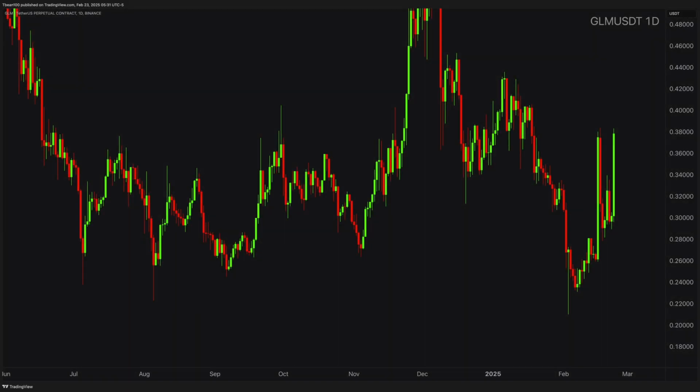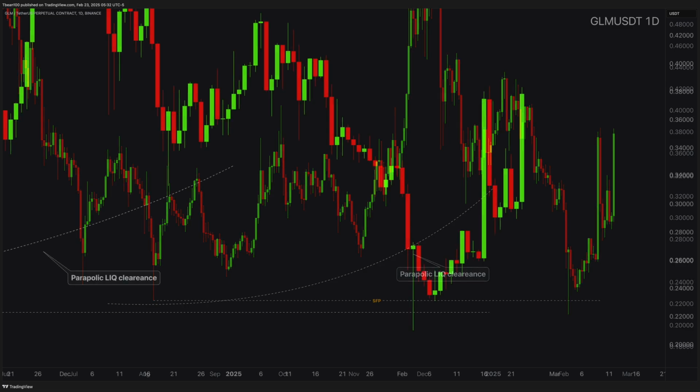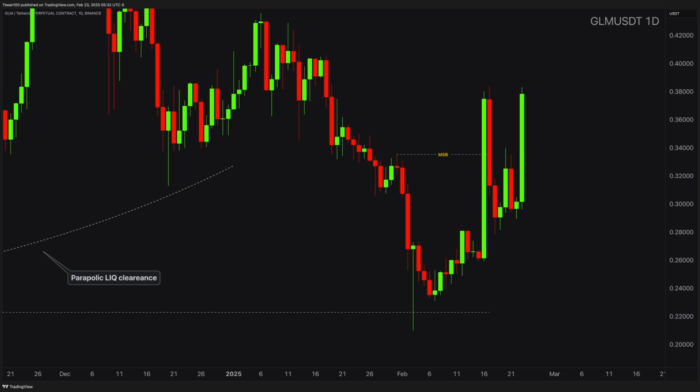With this GLM coin, when you look at this daily chart, there are a couple of significant price actions that we need to talk about. First of all, this specific swing failure pattern and internal liquidity sweep, all this parabolic liquidity. Now, if we just get closer, notice the daily market structure break right here. Then the price pulls back into this daily balanced price range area.